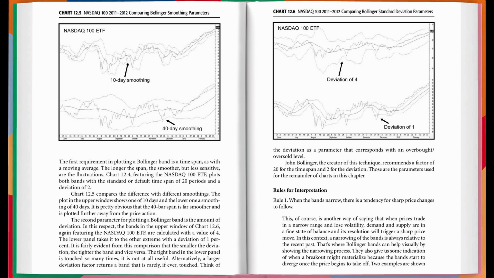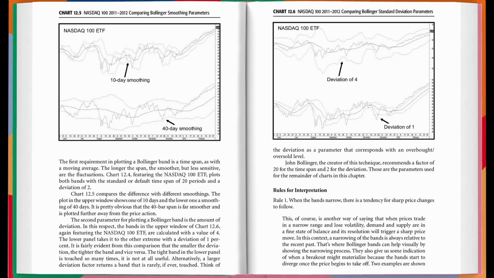Chart 12.5 compares the difference with different smoothings. The plot in the upper window shows one of 10 days, and the lower one a smoothing of 40 days. It is pretty obvious that the 40-bar span is far smoother and is plotted further away from the price action.